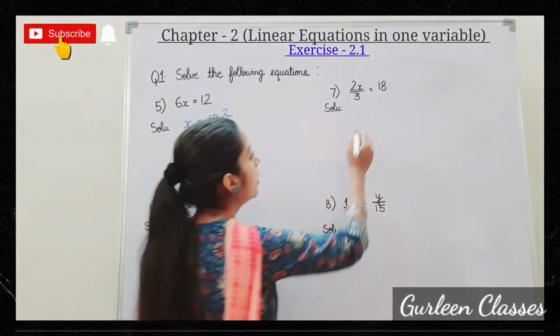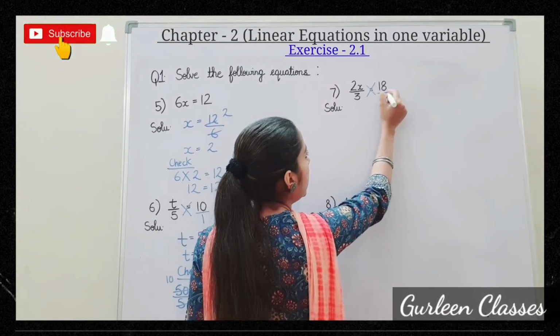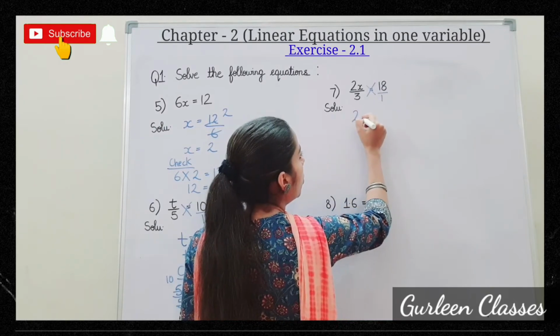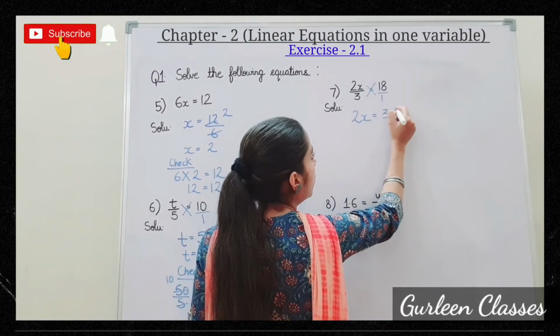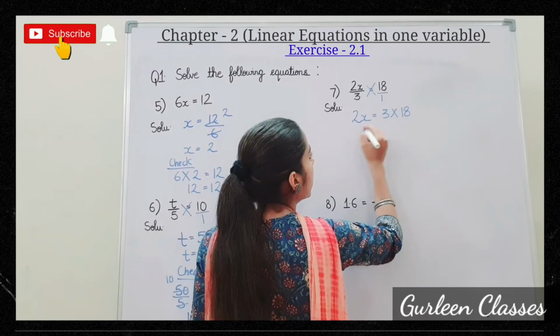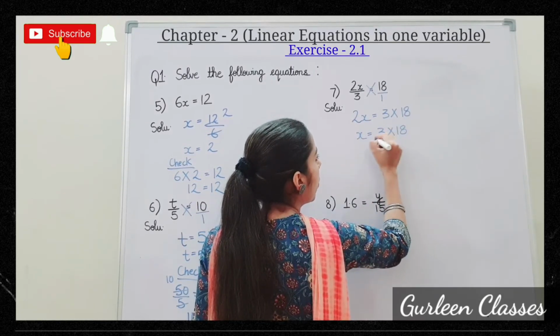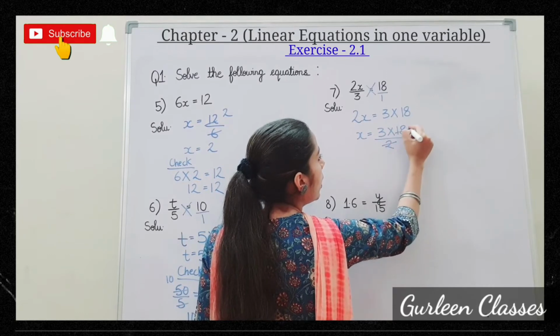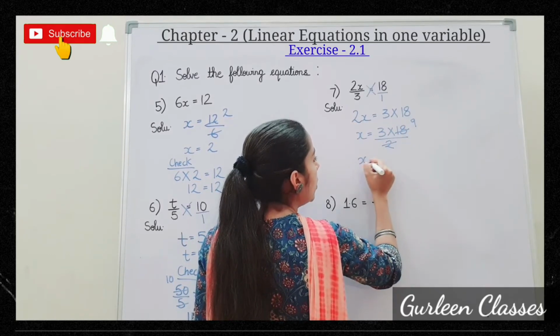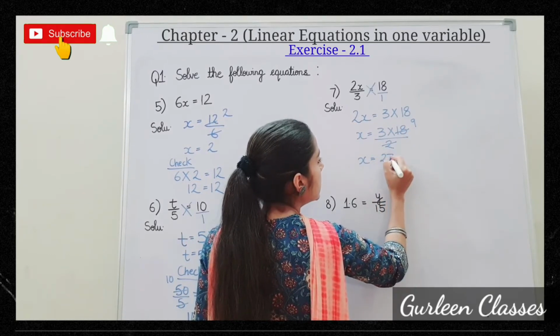Seventh part, 2x upon 3 is equal to 18. So right here, cross multiply. 18 upon 1. 2x is equal to 3 into 18. x is equal to 3 into 18 upon 2. 2 nines are 18. Value of x is 27.